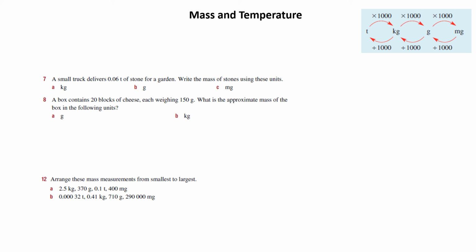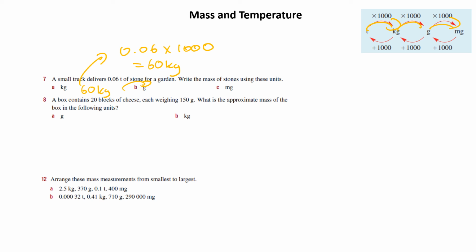A small truck delivers 0.06 tonne of stone for a garden. Write it in these units. So I'm going to go from tonne to kilogram. This question would be 0.06 times 1,000, so that's going to equal 60 kilograms. If I go from kilogram, so that's 60 kilograms, then I'll go to the next one. I'm going to go from kilogram to gram. I'm going to multiply by 1,000 and multiply by 1,000. So you can actually do that one there.